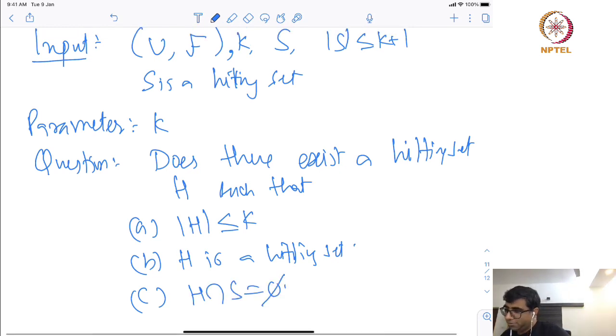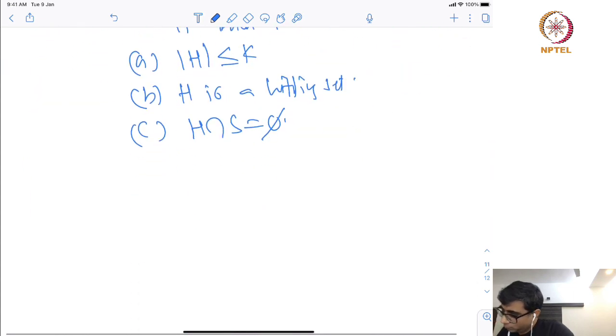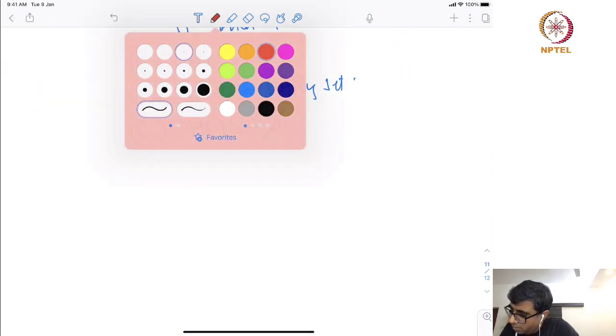Now let us look at what happens to this problem. So here is my algorithm, a very simple algorithm.